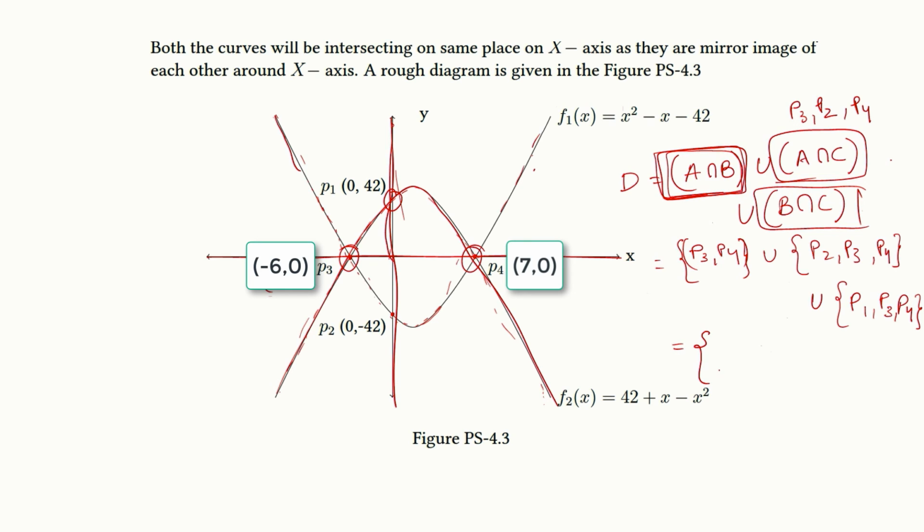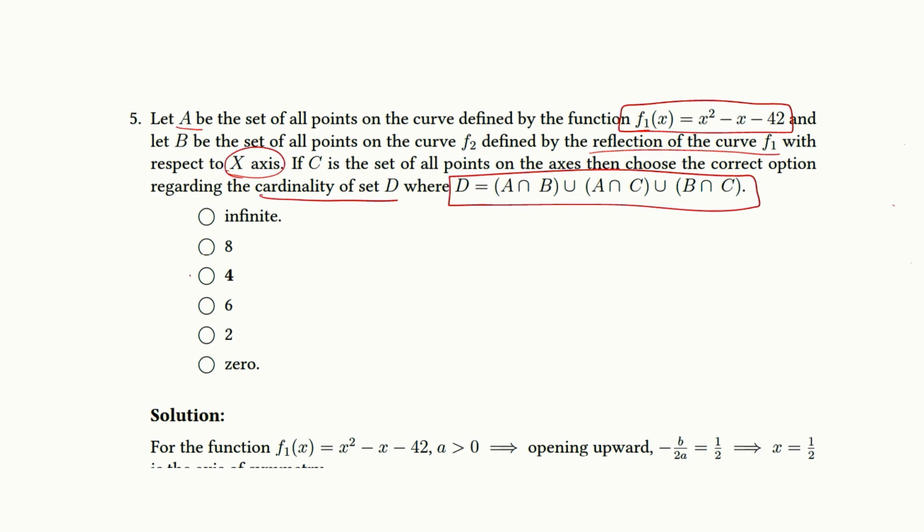If you union all this, we will get P1, P2, P3, P4. We won't consider duplicate elements here because it doesn't matter when we are concerned about the cardinality of any set. So I got D. Now D has 4 elements in it, so the cardinality of D will be 4. So the answer is option C.